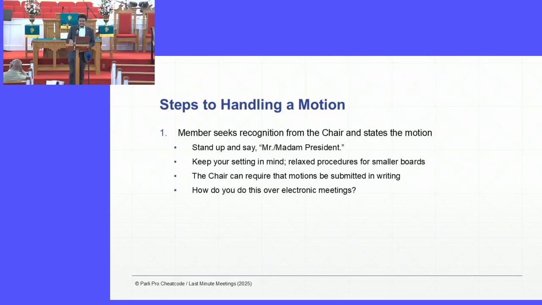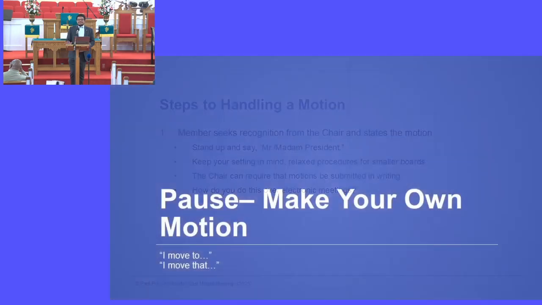The chair has a capability, and the secretary, they can request that the motion be put into writing, just in case there's ever confusion about what exactly the person is saying. So step number 1 is someone makes a motion. Next slide. So now let's do a little bit of practice.